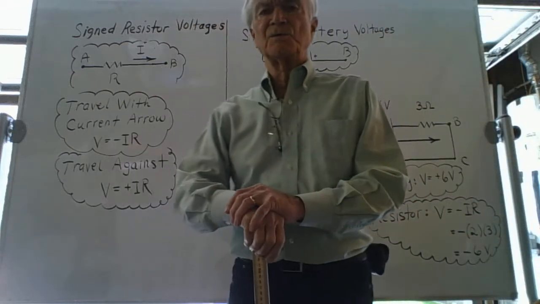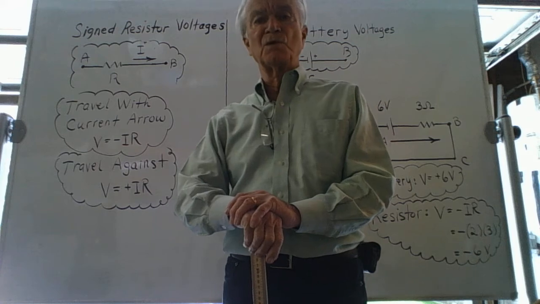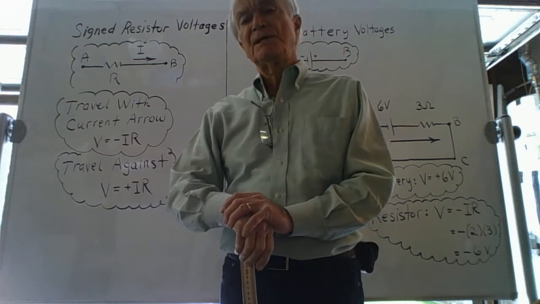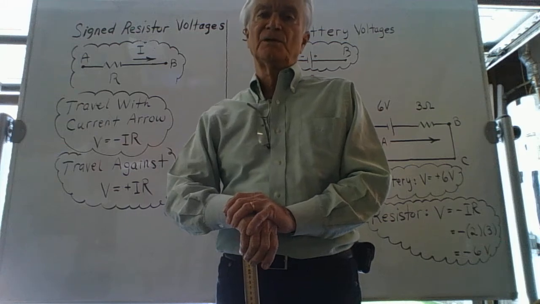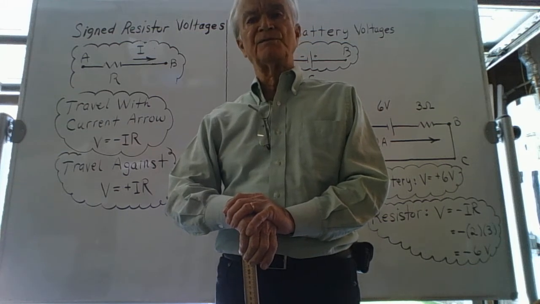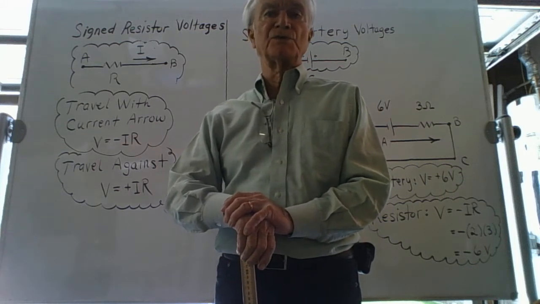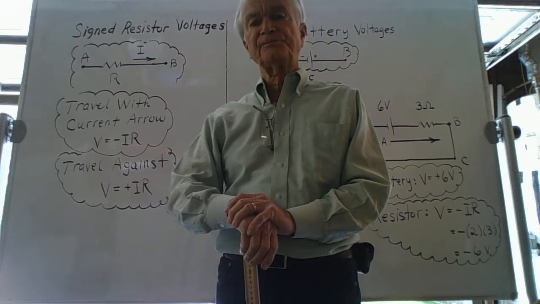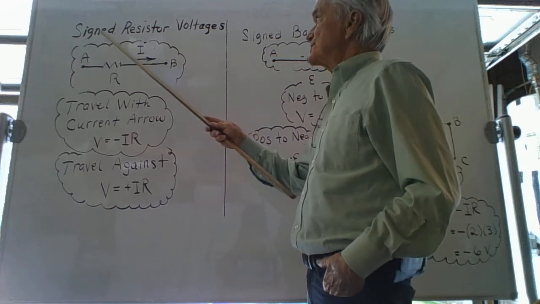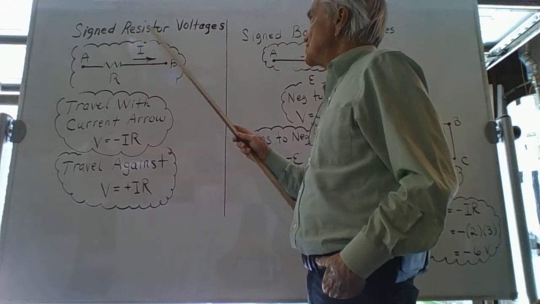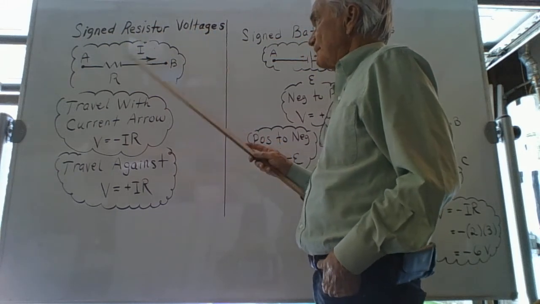All right, in this lecture, we're going to lay down the groundwork necessary for a study of what I'll call complex circuits. Those will be circuits that involve two or more batteries and assorted resistors. We'll begin with a discussion of a thing called signed resistor voltages.